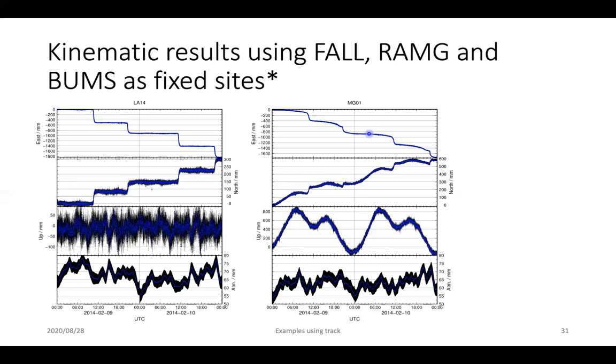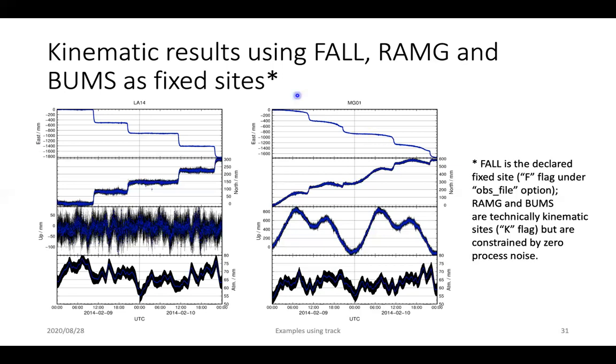The asterisk here is just to declare that FALL is the fixed site with the F option in the OBS file option in the track command file. And BUMS and RAMG are technically kinematic sites with a K flag, but they're constrained to 0 process noise. And I used 3 here just to give a little bit more azimuthal coverage to my network.